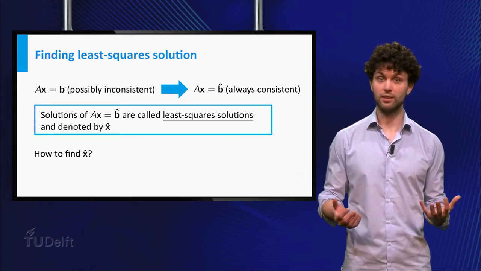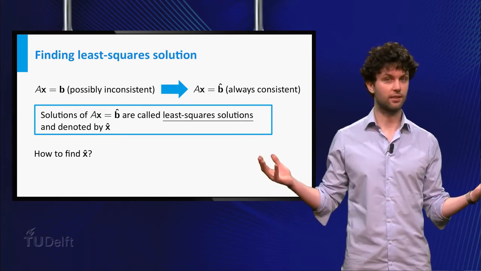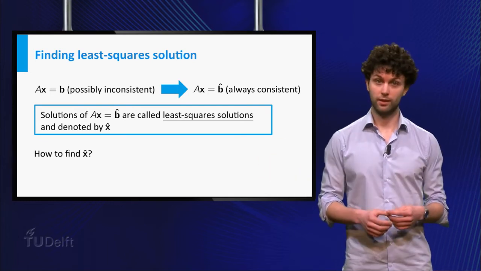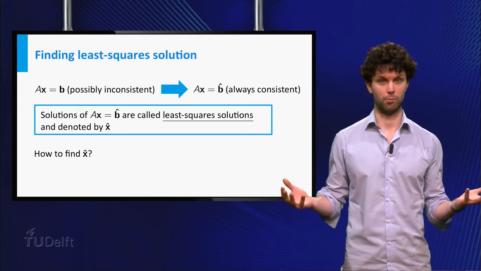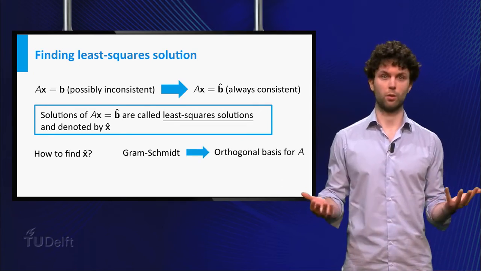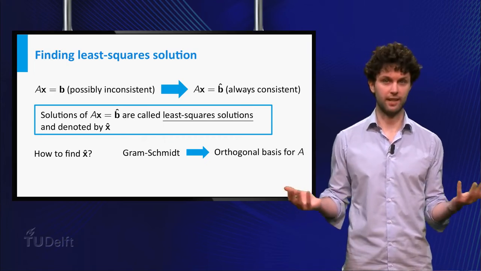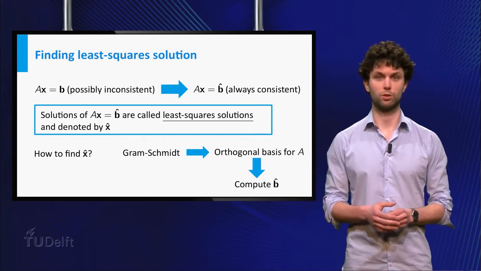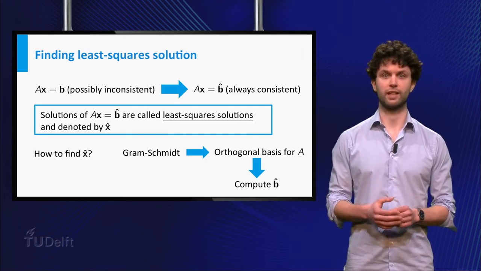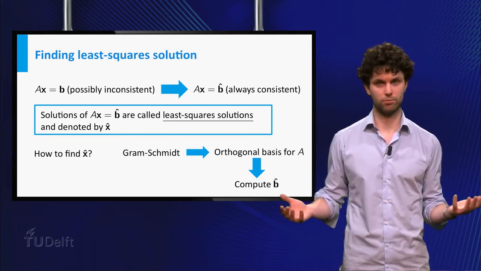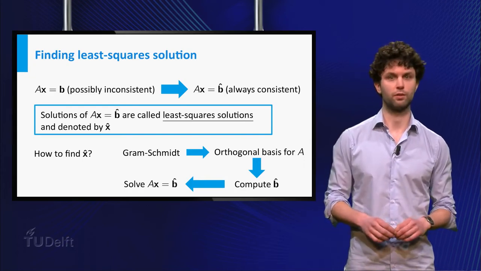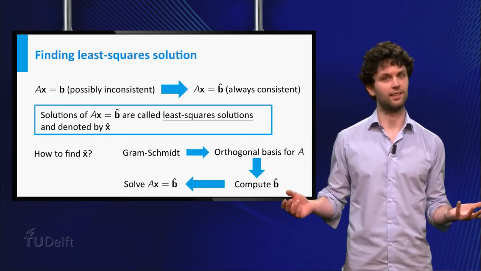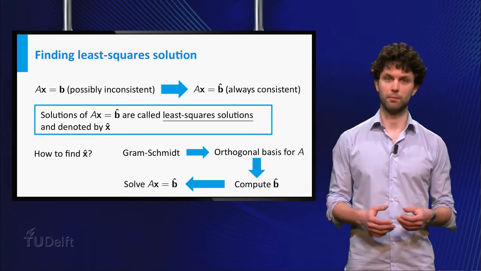The remaining question is, how do we compute x hat? Well, using the knowledge you have obtained in the previous lectures, you can solve this problem. You could construct an orthogonal basis of the column space of A, and then compute the orthogonal projection b hat of the vector b on the column space of A. Once you've computed b hat, you could of course solve the consistent system Ax = b hat by means of the method of row reduction.